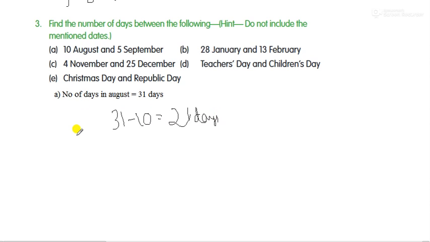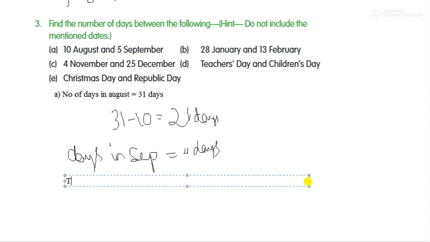Now the number of days in September. They have given the 5th September, so we have to not include this 5th. So take 4 days. So 21 plus 4 is 25. So the total number of days equals 21 plus 4 equals 25 days.